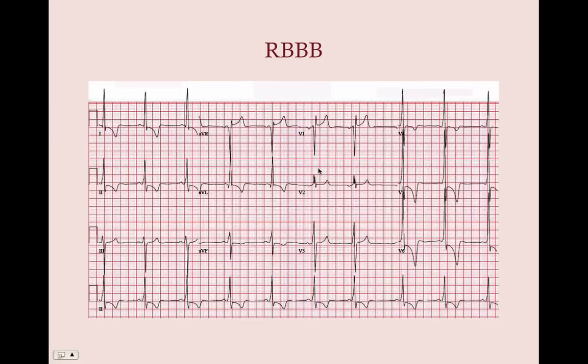Here's another one. This one's a little bit more inconspicuous, but again, it's over V2. They don't all happen like that over V2. But this is another right bundle branch block because it's happening over V1 through V3 or V4. You're not seeing it over V5 or V6.